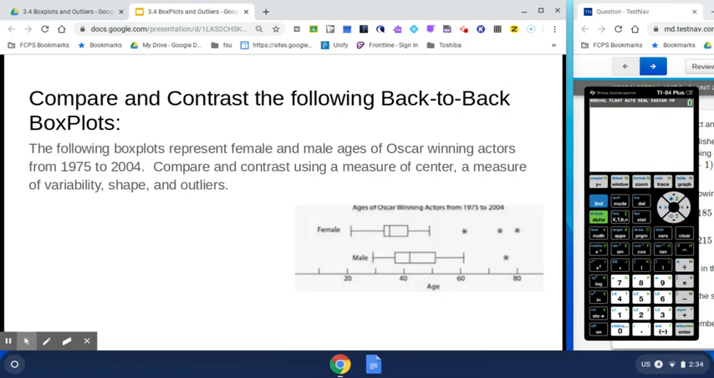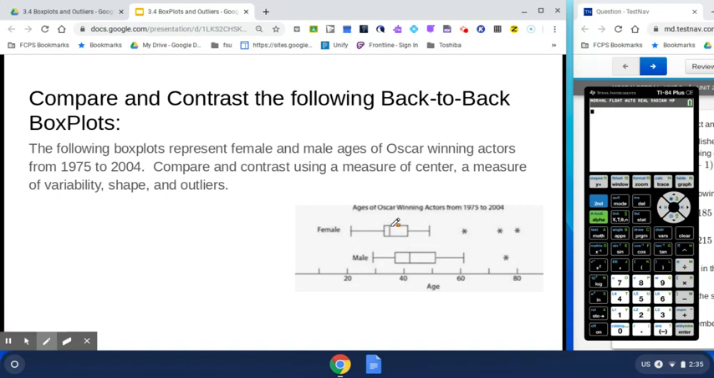Back-to-back or parallel box plots can be used to compare data. This is asking us to compare female and male ages of Oscar-winning actors from 1975 to 2004. They want us to compare and contrast using a measure of center, a measure of variability, shape, and outliers. So taking a look at measures of center, an easy measure of center to use when comparing box plots is the median. It's going to be the line, remember, in the middle of the box plot.